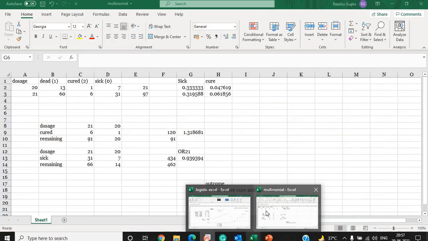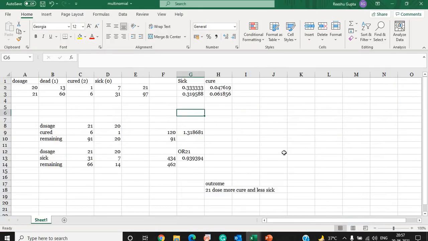And the same thing we have calculated in Excel as well. So as you can see here, one more time I would like to tell you that these are the doses which you are giving, and you studied out of 21 patients, 13 are dead, 1 is cured, 7 are sick, and then you just calculate the cure. So how many are cured? 6 are cured, as you can see here.